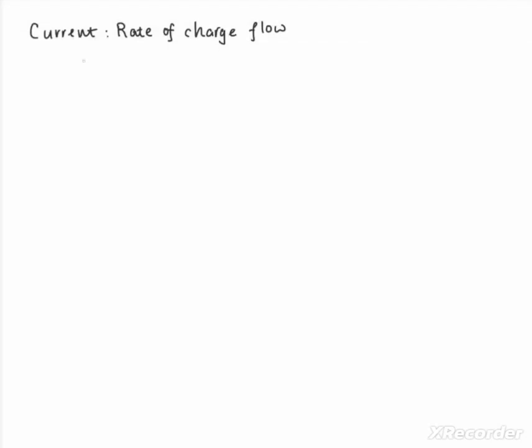Let's look at current. Current is the rate of charge flow. In current we give a little I to denote that, and we have here rate of charge flow. So we have charge over time, Q over delta T. This gives us I equals Q over delta T.